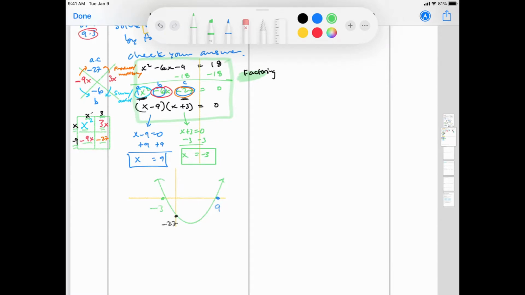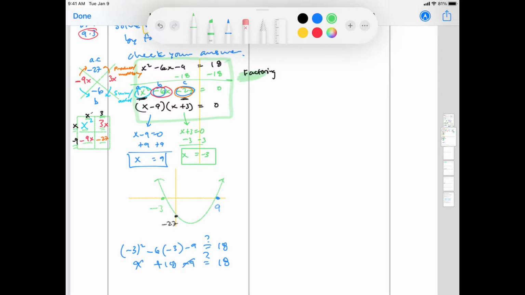So if you did the original problem, and we put in negative 3, so negative 3 squared minus 6 times negative 3 minus 9, does that equal 18? So that is 9 minus 18 minus 9. And that is true because that becomes positive 18, and those equal 0.